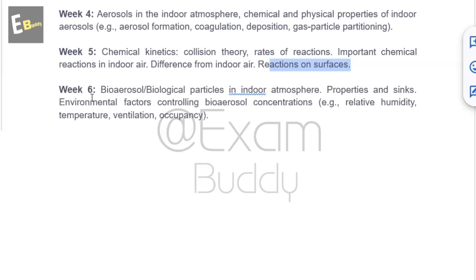And in week 6, you have to study bioaerosol, biological particles in indoor atmosphere, properties and sinks, environmental factors controlling bioaerosol concentration, example, relative humidity, temperature, ventilation, occupancy. And in week 7th, you have to study indoor and outdoor air as contributor to human exposure, methods and models for human exposure, example, using time activity information and risk assessment.